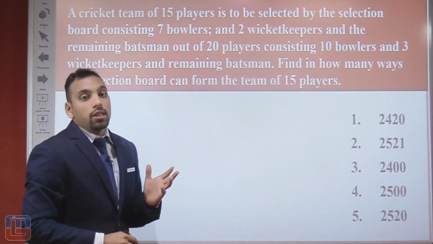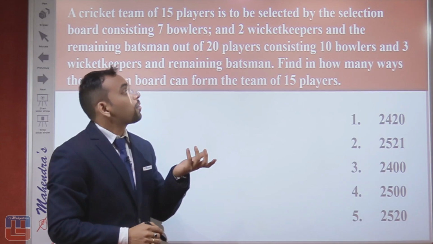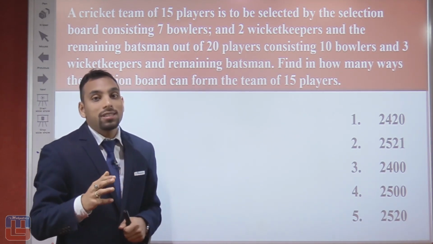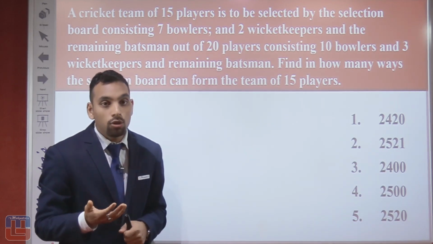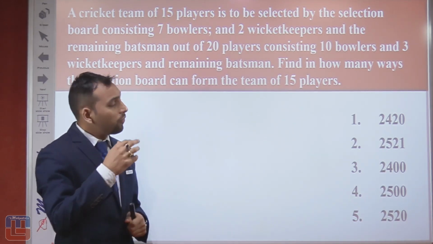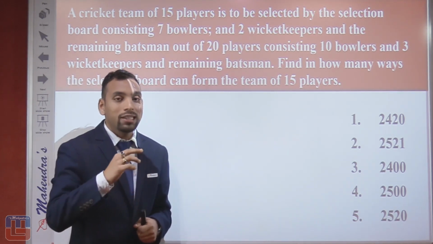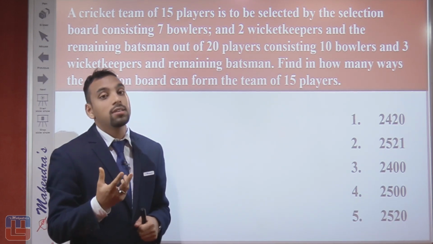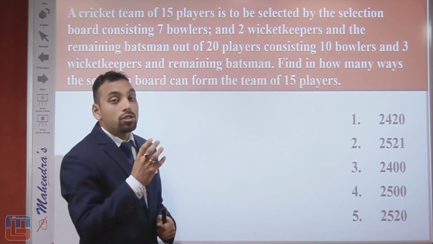Now you can see the next question is from combination, right. A cricket team of 15 players is to be selected by the selection board consisting of 7 bowlers, 2 wicket keepers and the remaining batsmen. The very important thing is to read the question, what exactly the question is saying to us.